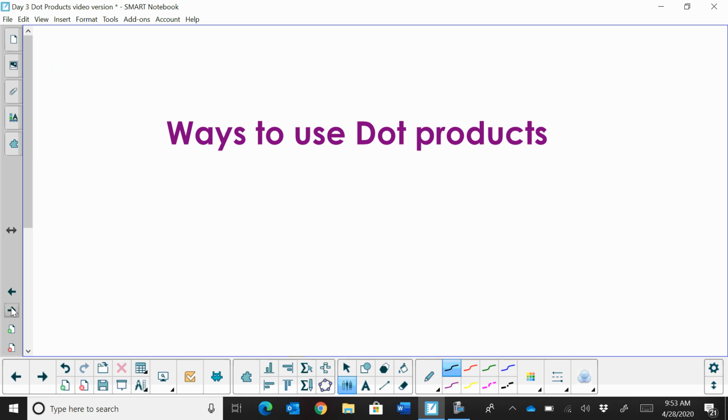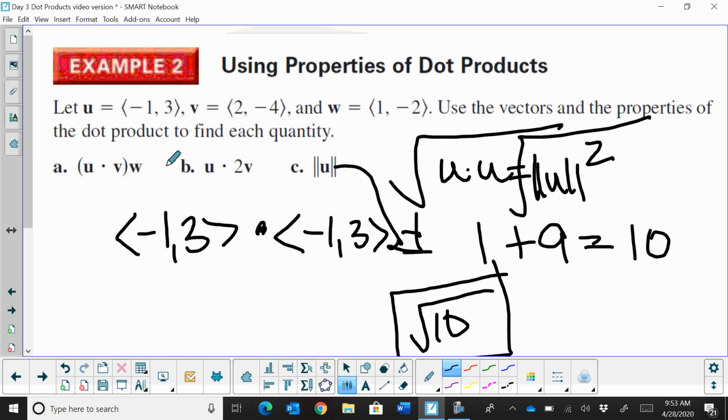Now, that's where we're going to stop on just the operations of dot products, how to find a dot product, and then how to apply some of those properties.